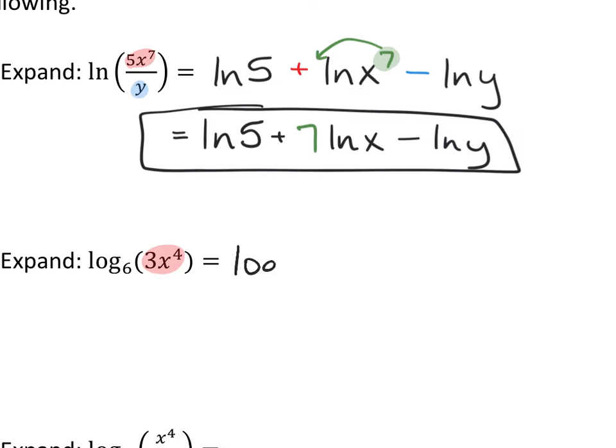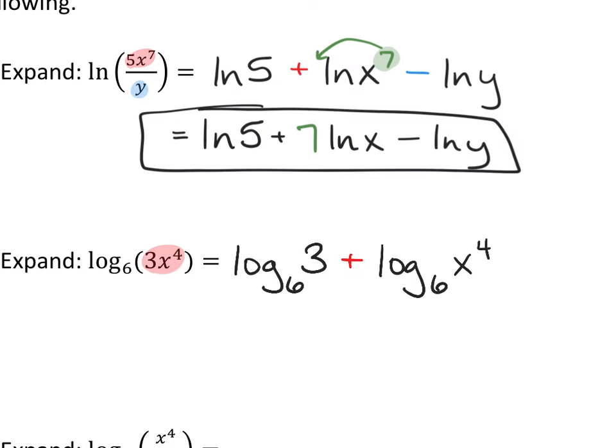We'd say log base 6 of 3 plus log base 6 of x to the 4th. Couple things to point out on this question. Did I change anything about the log or the base? But notice I had to write the base on this one. We didn't do that in the problem right above this because it was base e, so we got to use the shortcut of natural log. But when a base is showing, show the base every time.